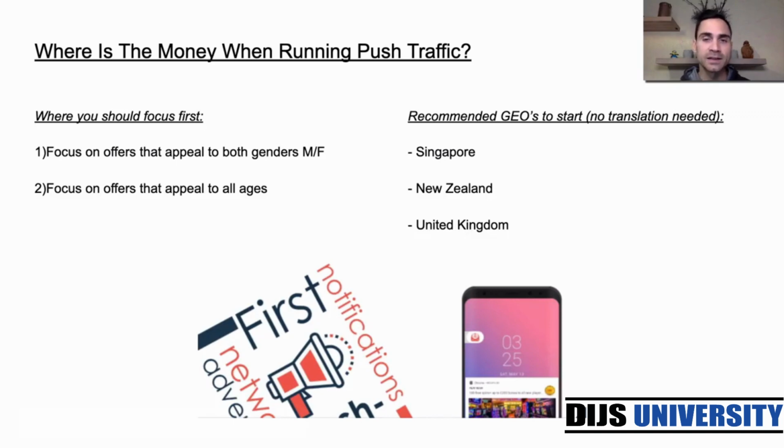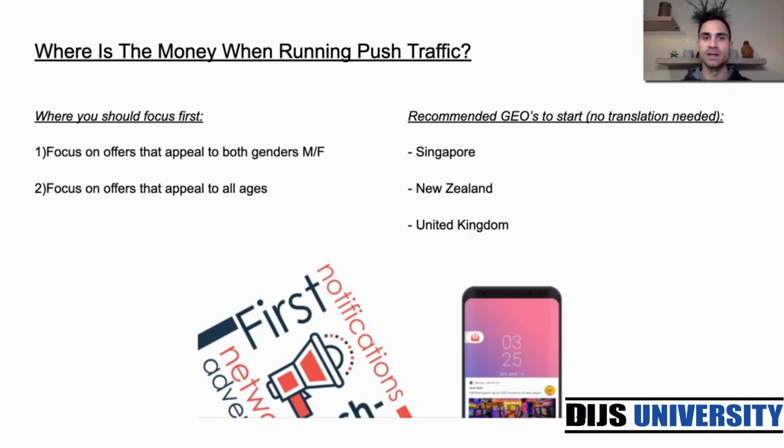The second thing that I want to point out on this slide is the recommended geos to start. Because you don't need to translate any copy, that means for your titles within your campaign, and maybe if you are using landers to pre-warm your audience before sending them to the offer landing page, you don't need to translate any copy. That's why the recommended geos are Singapore, New Zealand, and United Kingdom.